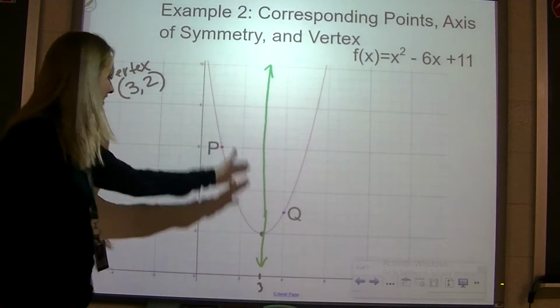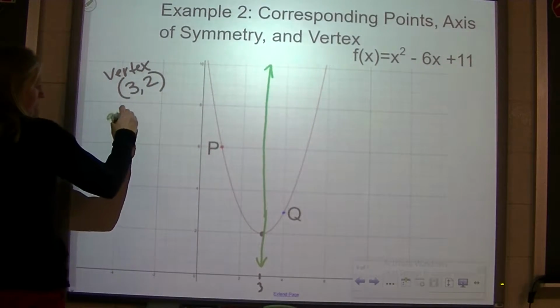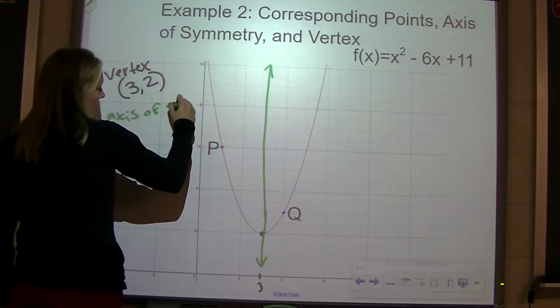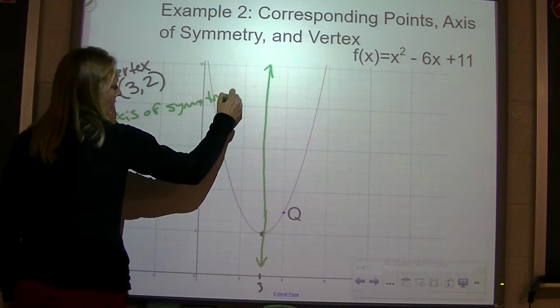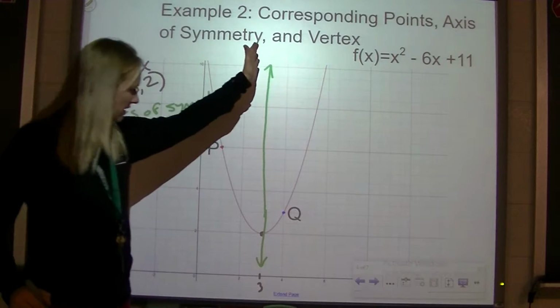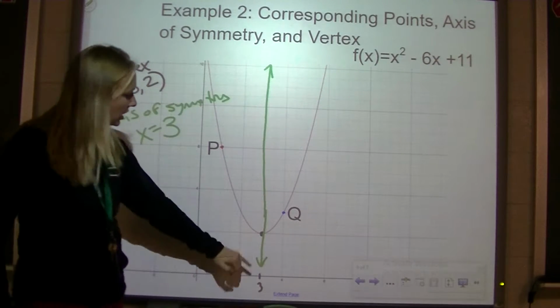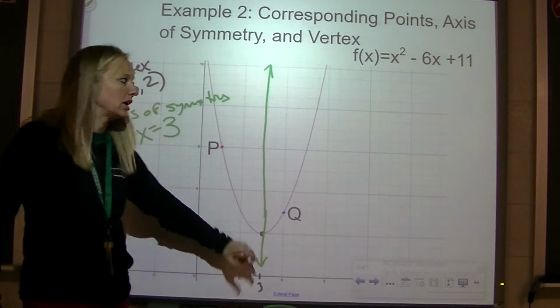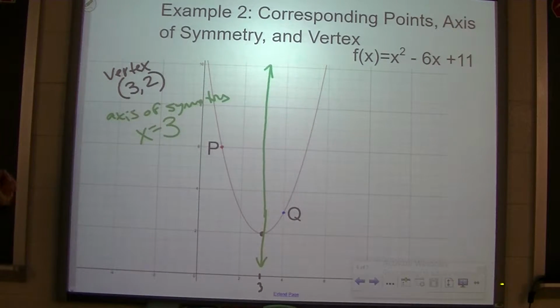So this line, or the axis of symmetry, is x equals 3, because that's that vertical line there. And it goes through the x coordinate of your vertex, which is 3.